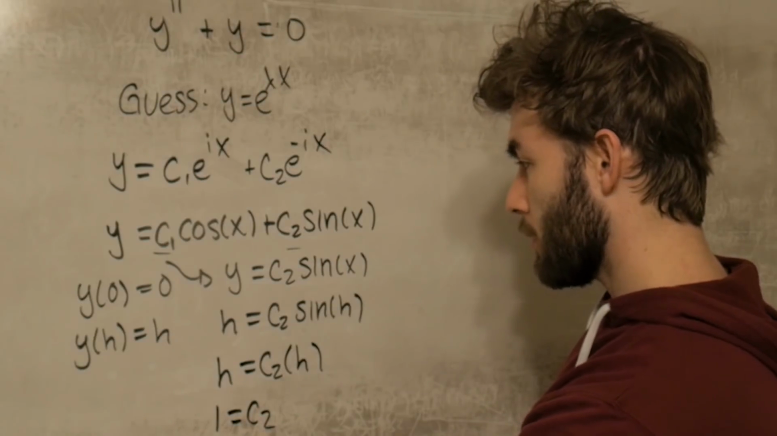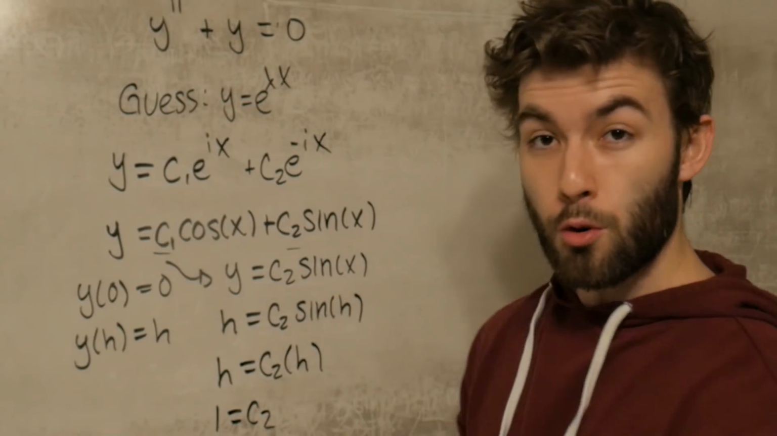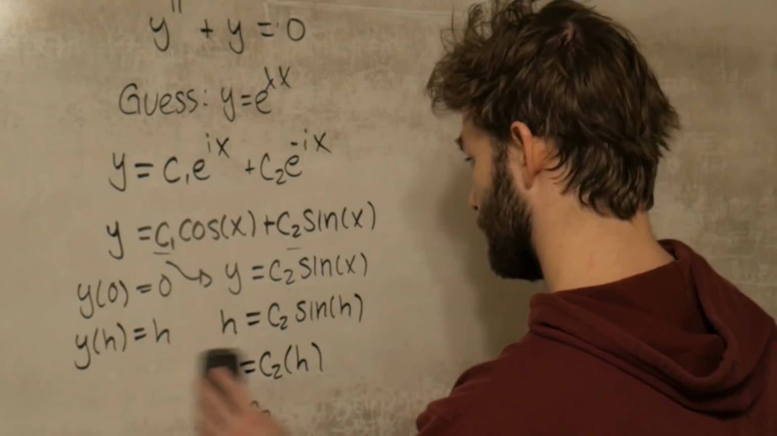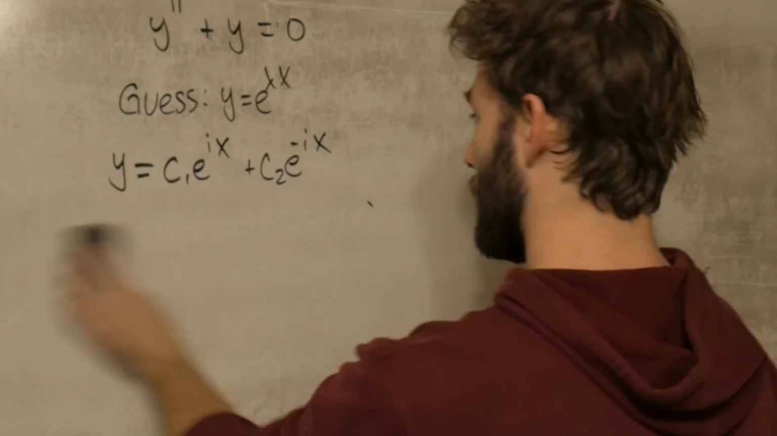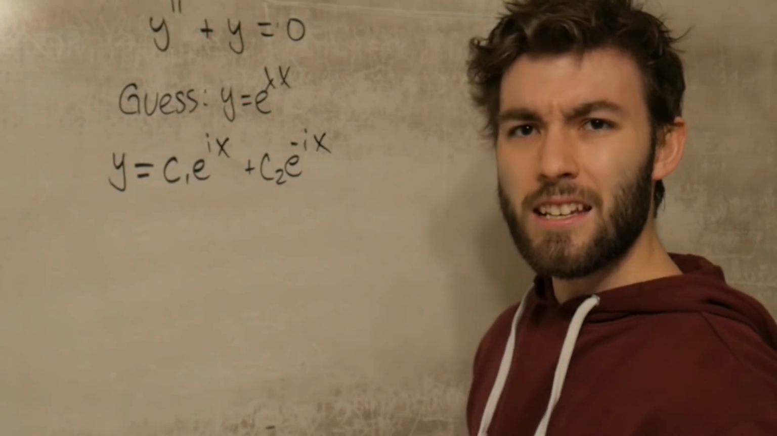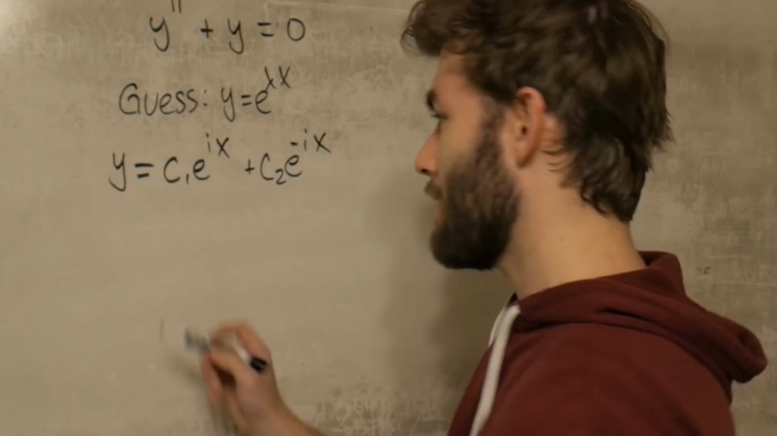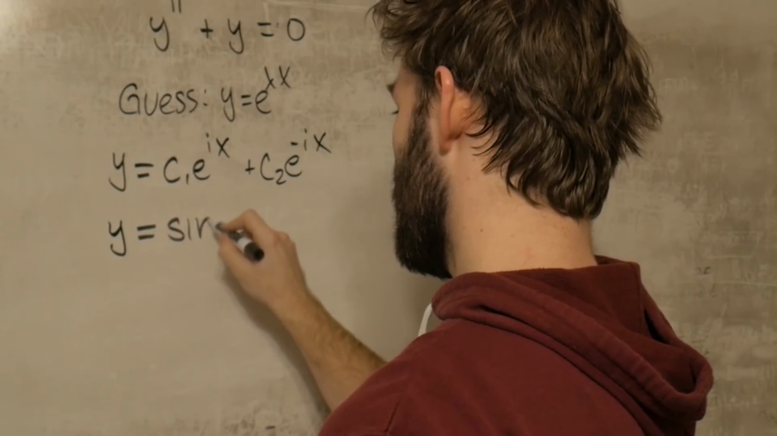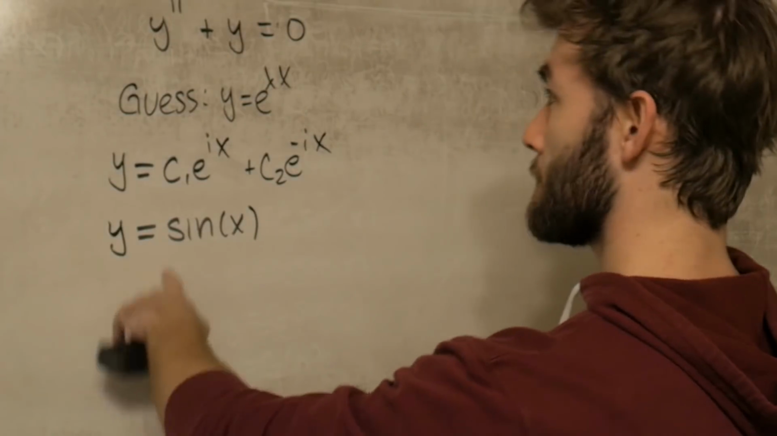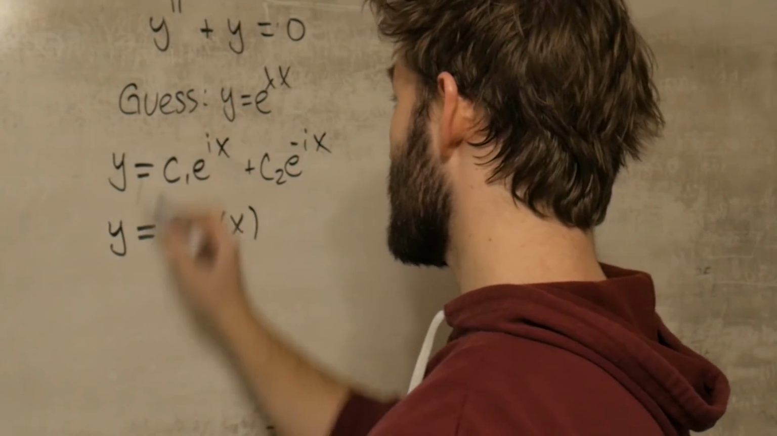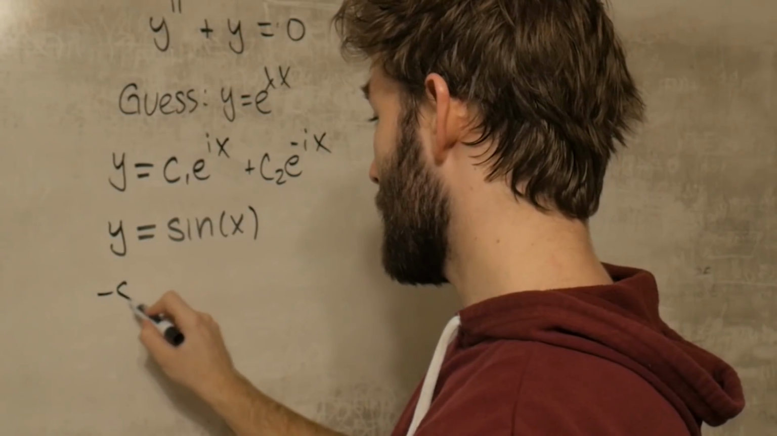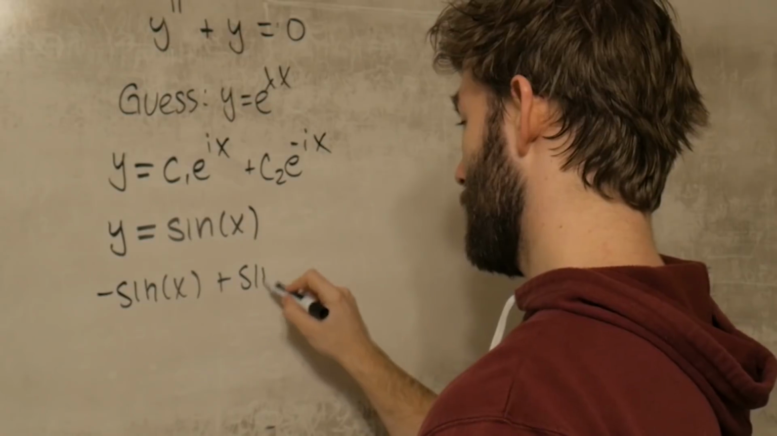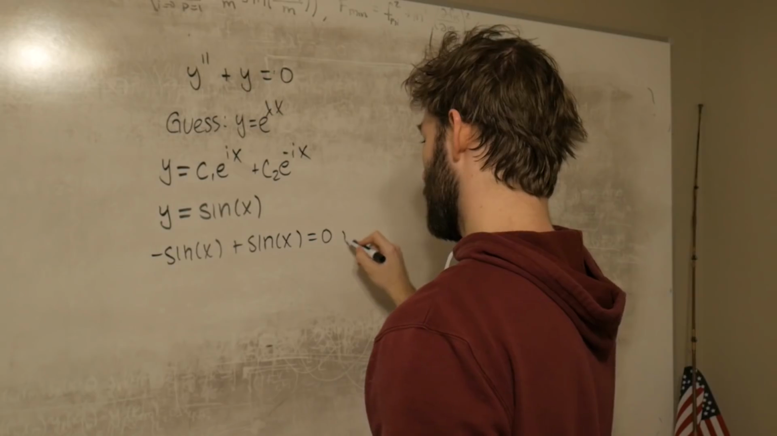What this c2 is doing is normalizing my sine function. It's guaranteeing that it has an amplitude of 1. So after going through all that in a very tedious way, that we probably could have skipped a lot of, we get that y is equal to sine of x. And if we plug this back into the differential equation, the second derivative of sine is minus sine, plus sine equals 0. And it checks out.